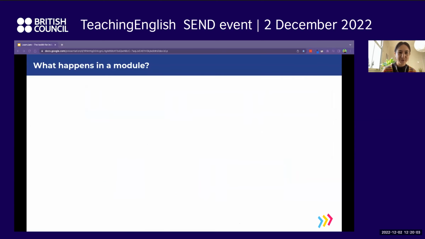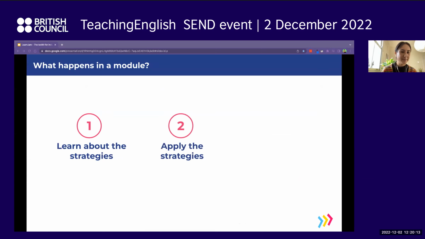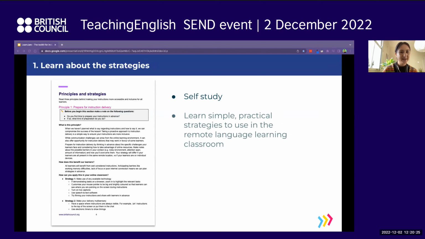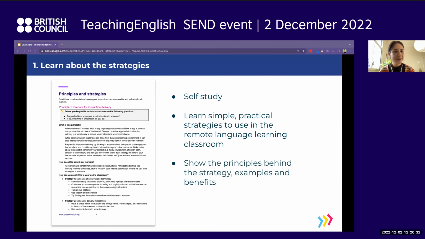So what happens in a module? Each module is divided into 3 broad sections. There's self-study, an application, and as I've talked about already, a group discussion. This would be the first part, self-study, where you learn simple practical strategies to use in the remote language teaching and learning classroom. And here we show the principles behind the strategy, examples, and also the benefits.